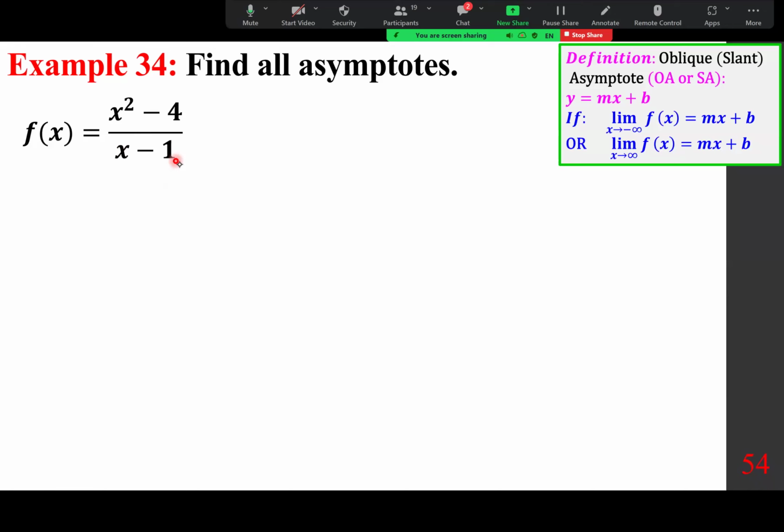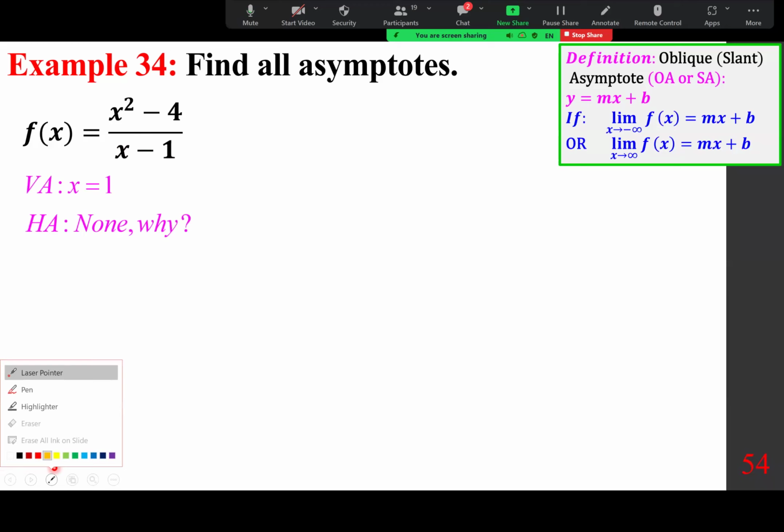Vertical asymptote x equals 1, because all you have to do is set the denominator equal to 0, right? Remember the easy way out. Set this equal to 0. That gives you the VA. The degree of the numerator is 2. The degree of the denominator is 1. I hope you realize x to any power, if there is no power, that means 1.